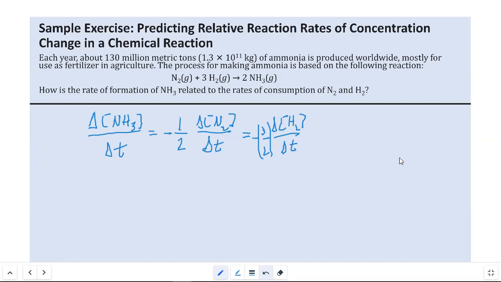So that's one way to look at it. If we're just comparing those three to each other, that is what we would do. And so if I was given the rate of formation of ammonia, I could cut it in half to get the rate of disappearance of nitrogen. I could multiply that by 1.5 to get the rate of disappearance of hydrogen.